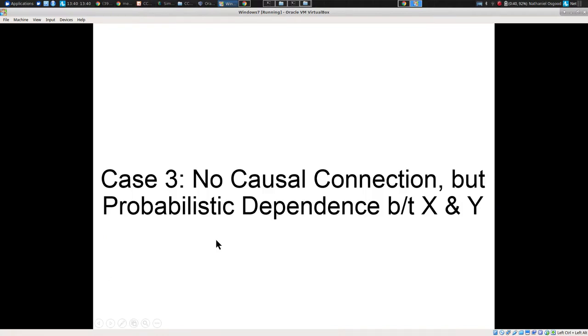Case three: no causal connection, but there's probabilistic dependence between x and y. So here, y is not driving x, but y is correlated to x, maybe because there's some third factor, z, which is driving both. I don't know if you remember, when we were looking at time series from search data online, I showed you a spurious connection.